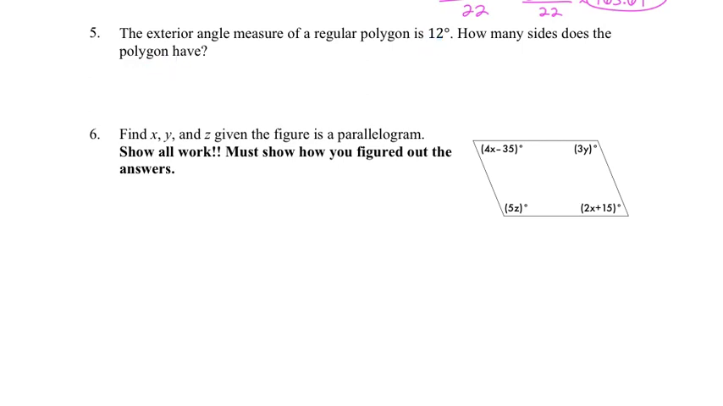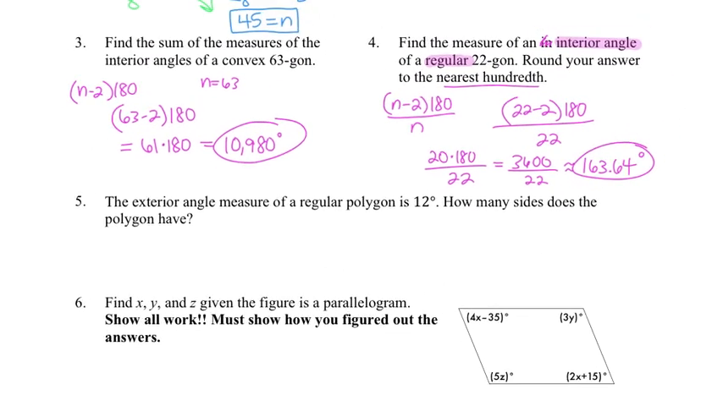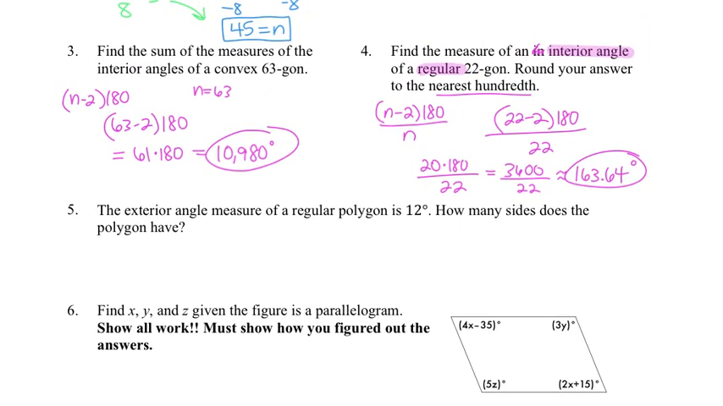So again, whenever I ask you for exterior angles, it is the easier one to do because, oh, I actually want to go back to number 4. There is a different way that you can do number 4. You can actually use the exterior angle if you want. So you can say, oh, I've got 360 degrees for the exterior angle sum divided by 22.